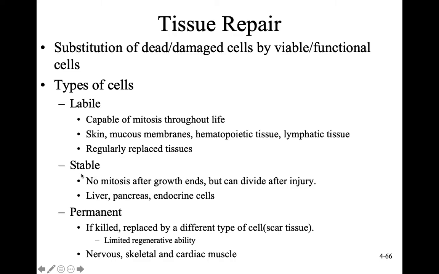Now, stable tissues are ones that are not going to undergo mitosis until they're damaged. And so we're going to be stable until that damage occurs, and then they have the ability to divide. The liver is one of the best examples of this. The liver is an organ that is relatively constantly under assault, but things like alcohol will damage the cells to the point where the cells will need to die. And as those cells die, they need to be replaced. And so as a result, the cells will undergo mitosis and those individual cells will be replaced.